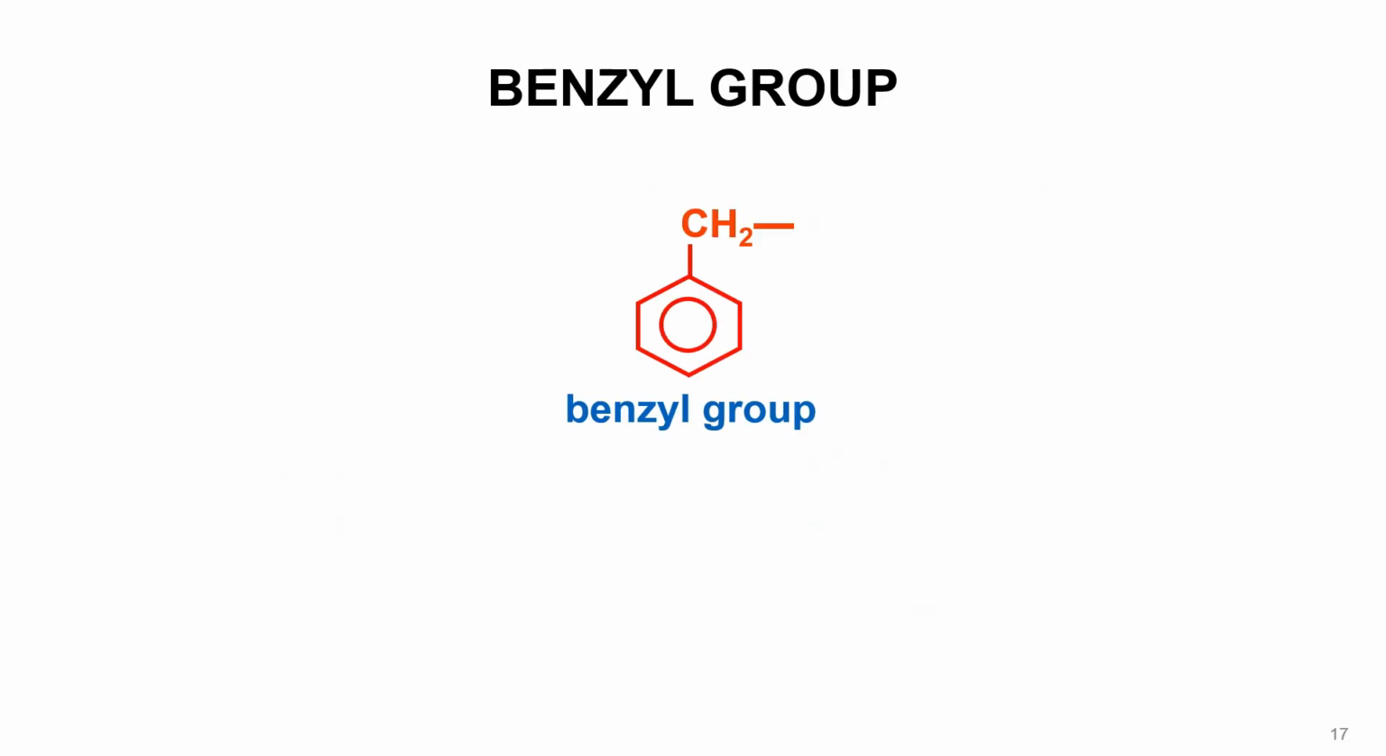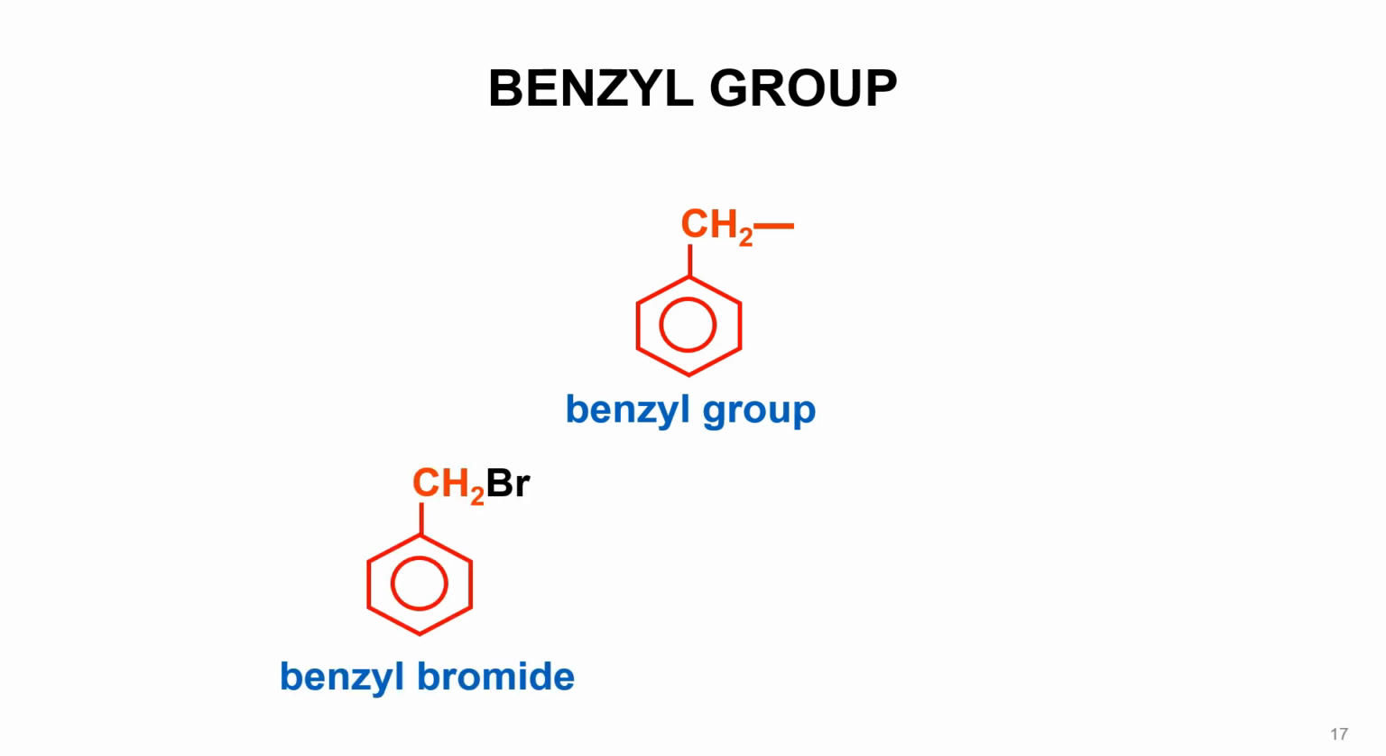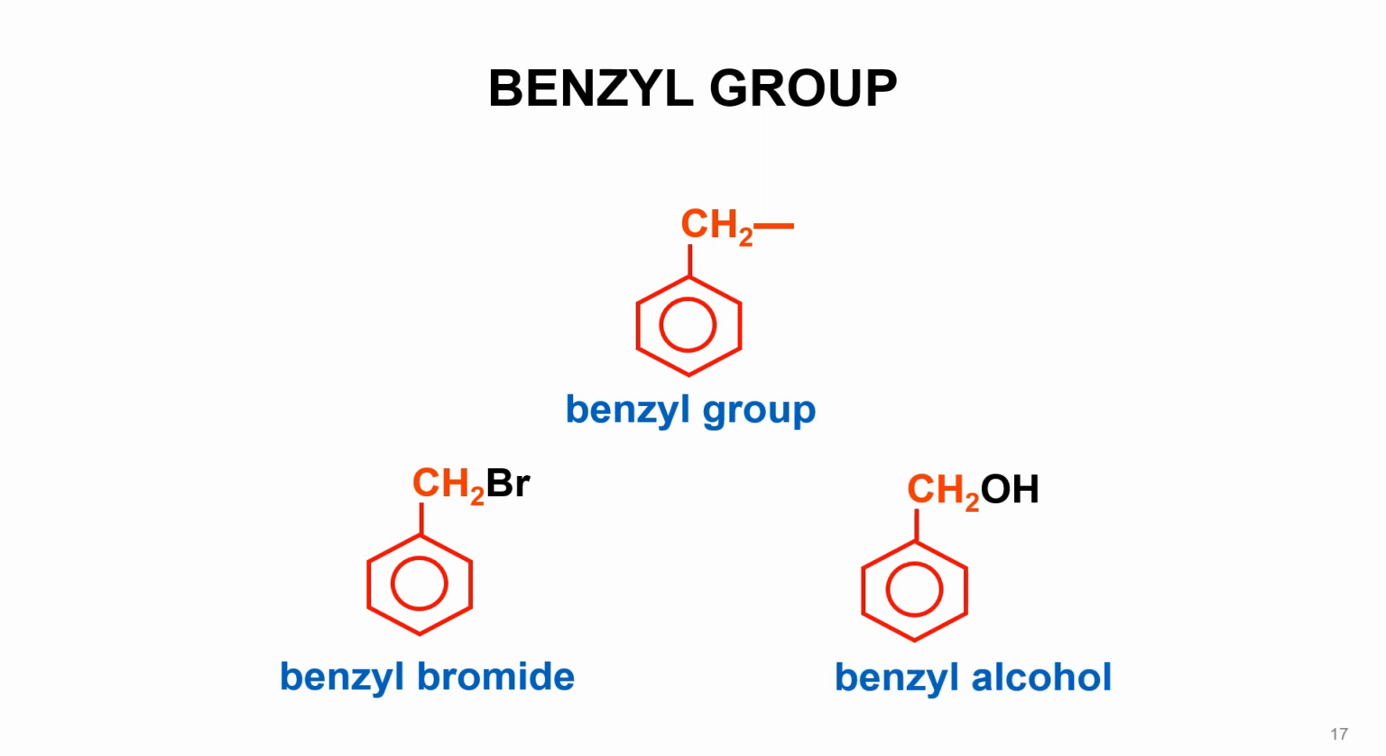Benzyl group. The benzyl group, similar to the phenyl group, is formed by manipulating the benzene ring. In this case, the benzyl group is formed by taking the phenyl group and adding a CH2 group where the hydrogen was removed. For example, a bromine attached to a benzyl group would be named benzyl bromide, while an OH group attached to a benzyl group is named benzyl alcohol.